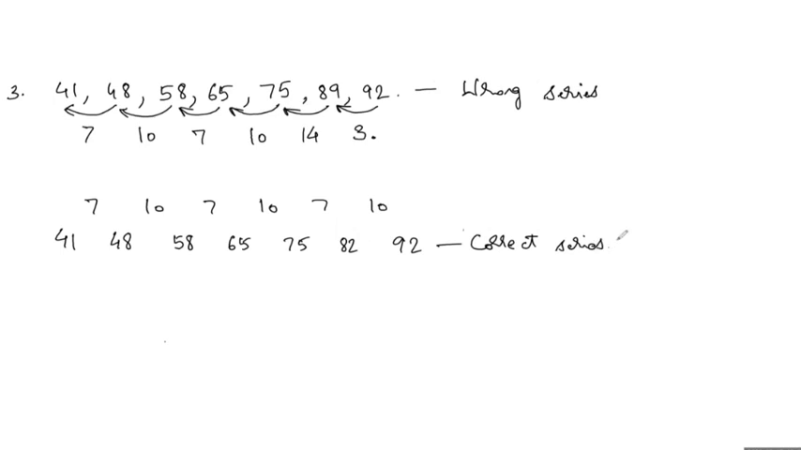So compare these two and tell me which is the wrong number in the series. 89, 82. 82 is the correct one. This is the correct series. Okay, don't get confused. This is the given question. This is the wrong series. This is the wrong pattern.